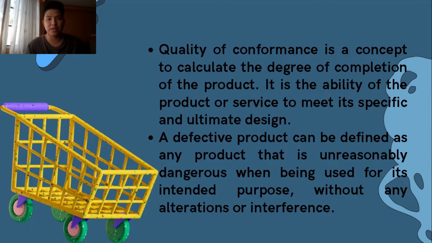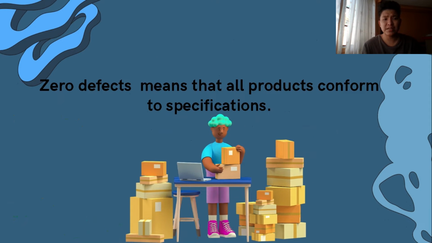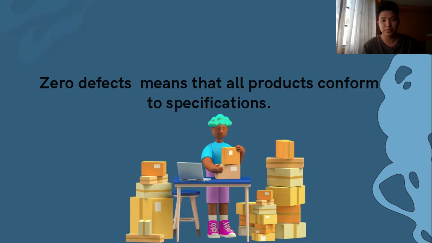The quality of conformance is a concept to calculate the degree of completion of the product. So when it talks about quality of conformance, it is the ability of the product or service to meet its specific and ultimate design. A defective product can be defined as any product that is unreasonably dangerous when being used for its intended purposes, without any alterations or interference. Zero defects means that all products conform to specifications.